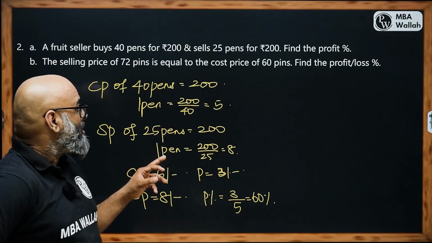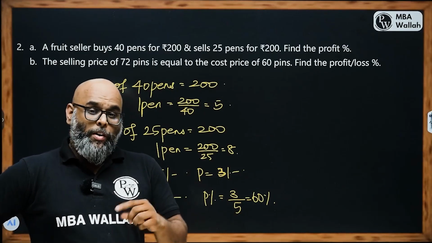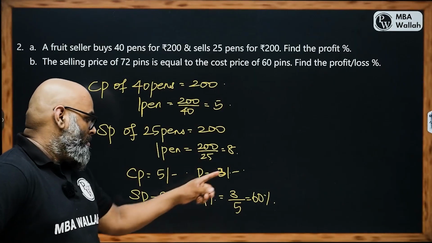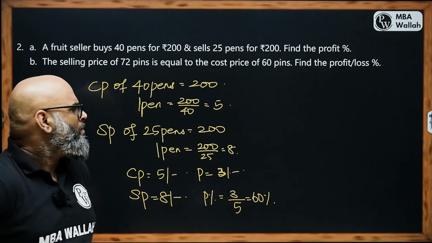Finding profit percentage. The profit percentage is always computed on the profit by cost price. The profit is 3 rupees. The cost price is 5. So 3/5 is the increase. So the answer option is 60%.